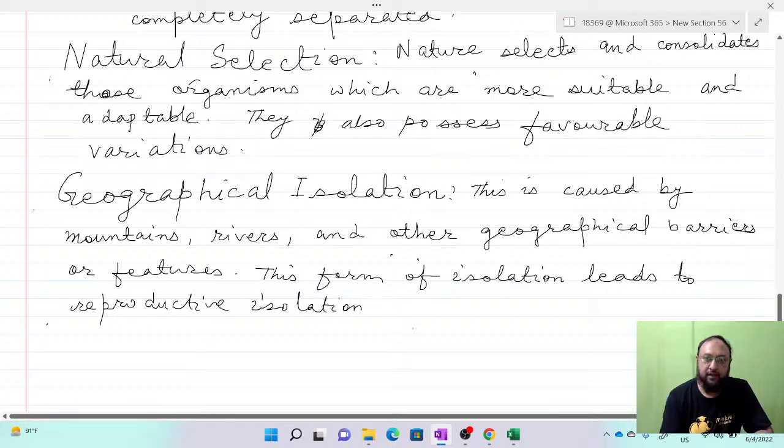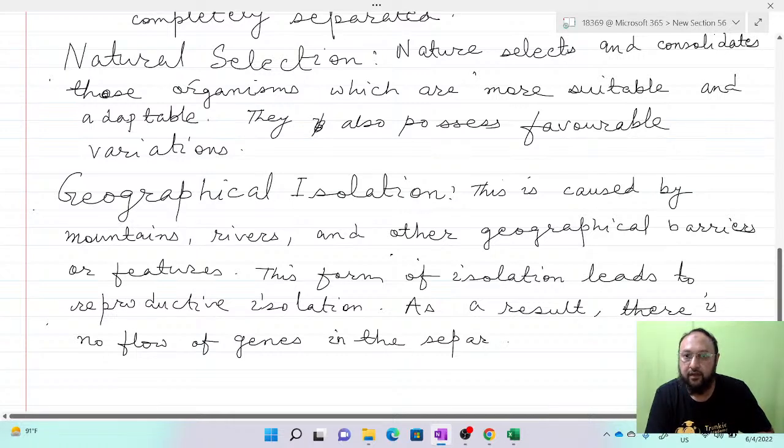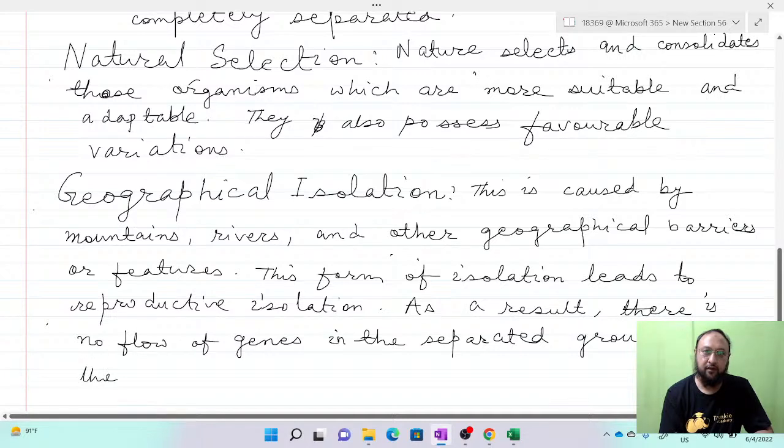As a result, there is no flow of genes in the separated groups of the population.